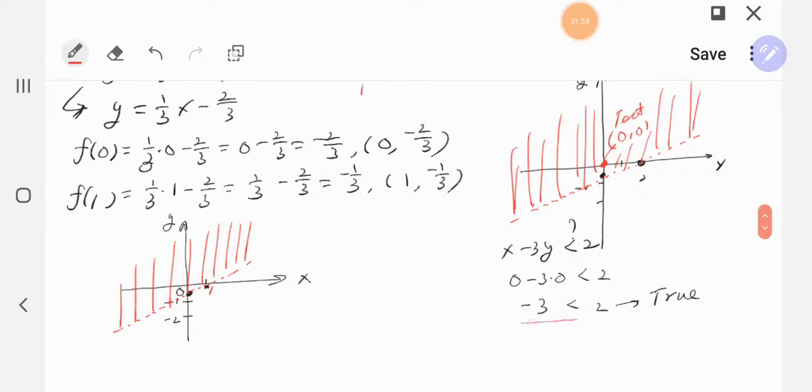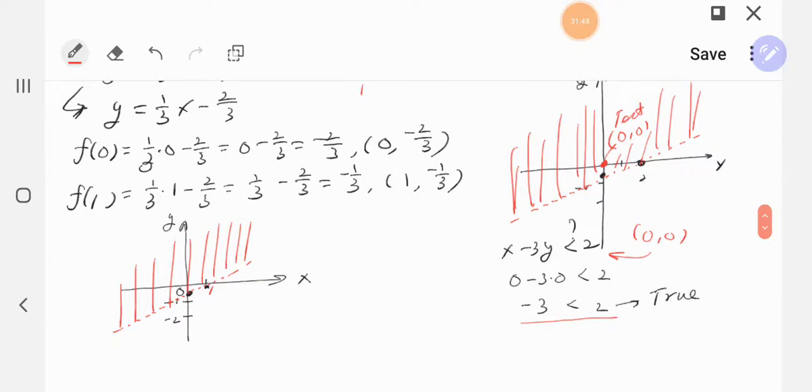Okay, so this inequality, the result is true using 0, 0. Plug in 0, 0, right? Then the inequality is true. So then we will select the area containing this point, which is above the line.